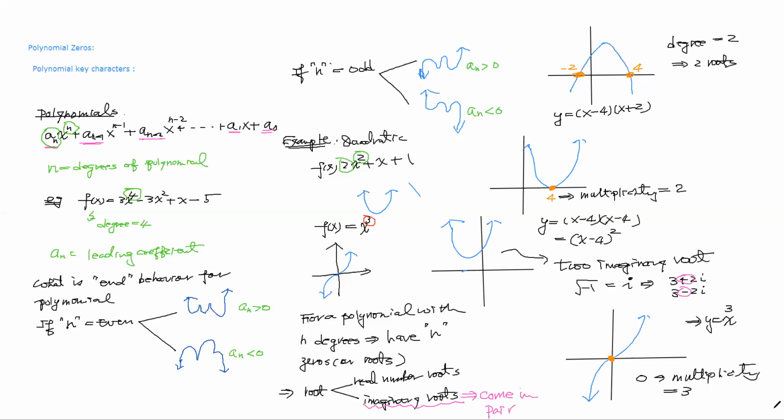Also, I forgot to say: if A, B, C are the roots, then you can write the function as x minus A times x minus B times x minus C. This is degree 3, the polynomial here. Let's take a look at our problem to see if we can solve it.